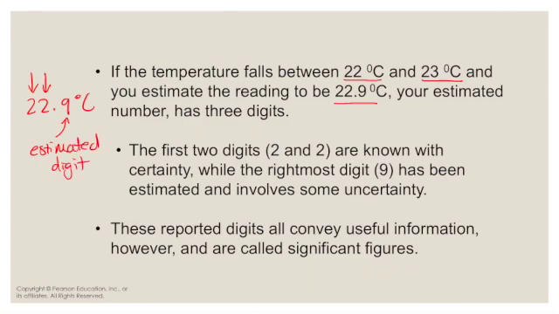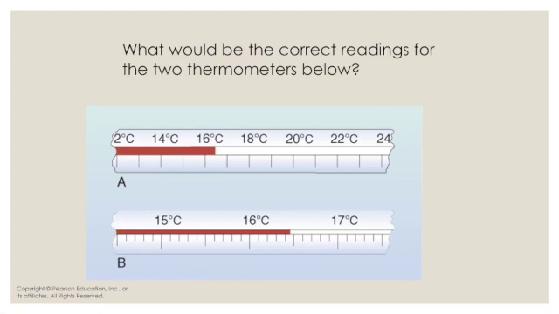So what would that mean about the sensitivity of your thermometer? That would mean that if you had the thermometer, it would probably only have a marking for 22 and a marking for 23. And if your mercury, well, it's not going to be mercury anymore, alcohol stops right before the 23, you could estimate it to be 22.9. But you couldn't estimate that to be 22.85. Why? Because that would mean that these two numbers would both be estimated, and in any measurement you can only have one estimated number.